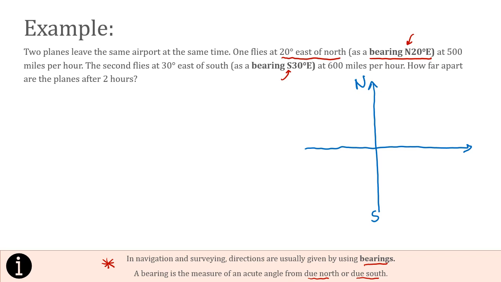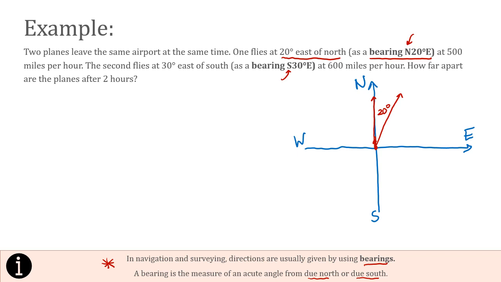To the left, the negative x-axis would be west, and the positive x-axis would be east. Okay, so we're going to have these two planes starting at the origin, let's say, and the first plane is going to head north, and then go 20 degrees east. So we head north, but then we're going to move to the right. So you'll see me head north and then go 20 degrees east.